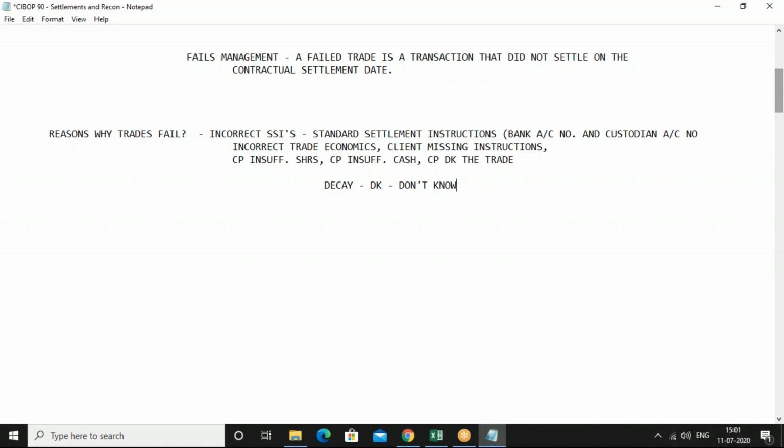But these are some of the major reasons why a trade does not settle on settlement date. Okay, are you guys understanding the idea behind this? So these are some of the reasons why a trade fails. Take a minute, write this down, and then we'll move on.